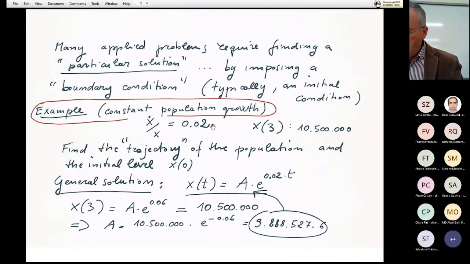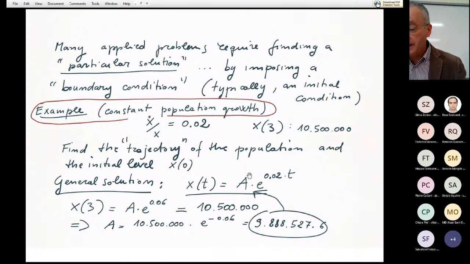Now, what is A? Because finding a particular solution means finding a specific value for the arbitrary constant of integration, okay? What is A? We know that at time 3, so t is equal to 3 here. So here it becomes exponential 0.06 times A must be equal to this, okay? If you solve this, you find A, which is equal to 9 millions and etc. This one, okay? So A is equal to this one. So we have now a numerical value for A. We put this numerical value in the solution, and we have our particular solution, okay? Clear?